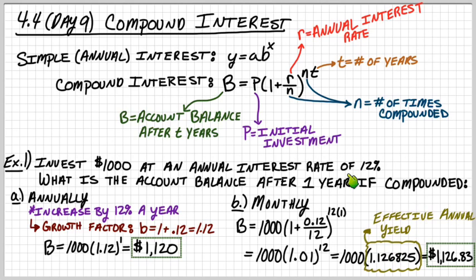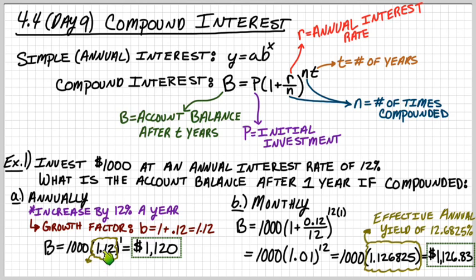So 12%, yeah, that's the interest rate we were given, but the fact that it was compounded monthly means we actually earned a little more. So effectively, what was the annual yield? What was the annual rate that we earned? It was this. So we say this has an effective annual yield of 12.6825%.